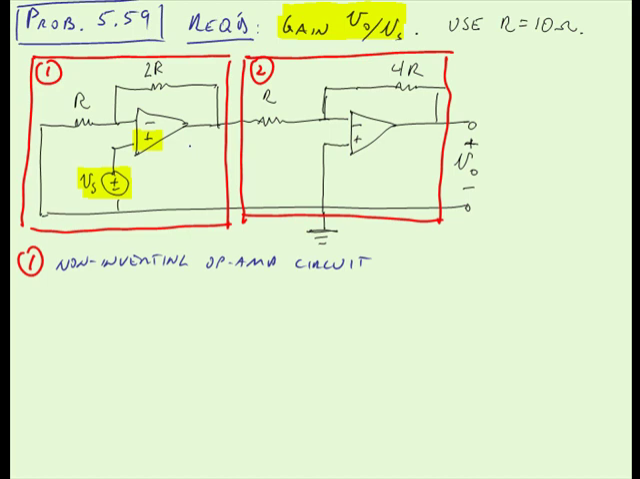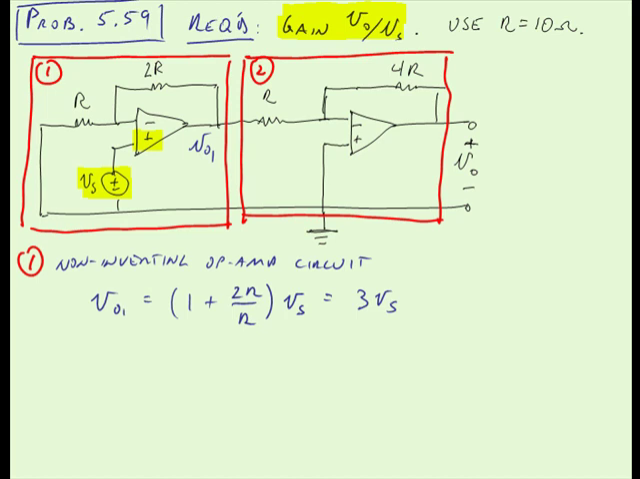And the output of the non-inverting op-amp, Vo1, is equal to the product of the quantity 1 plus the feedback resistor, which here is 2R, over the input resistor, which is R, times the input voltage, which is Vs. And so the output of the first op-amp circuit is 3Vs.